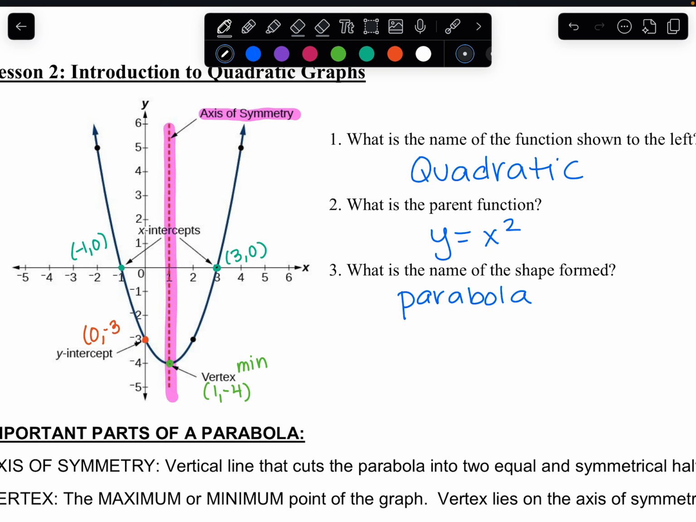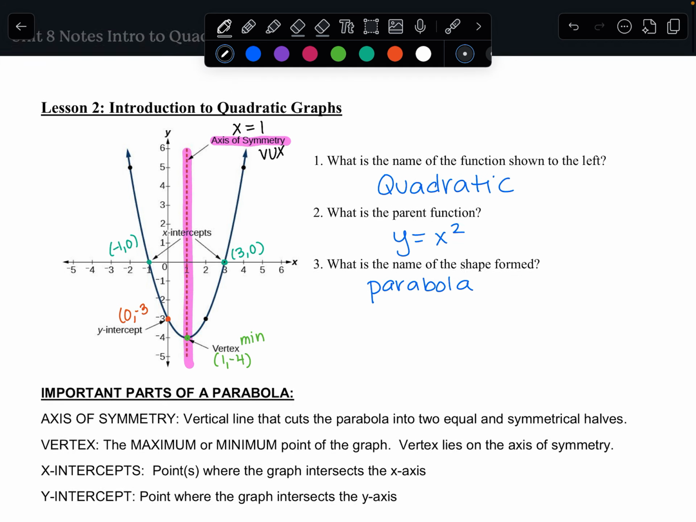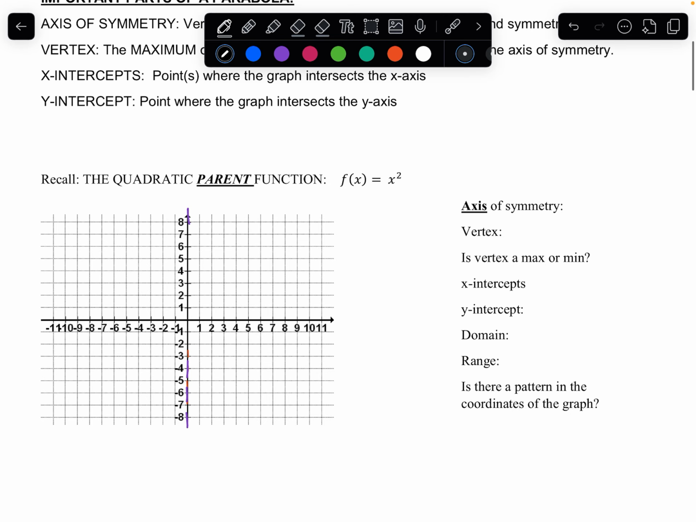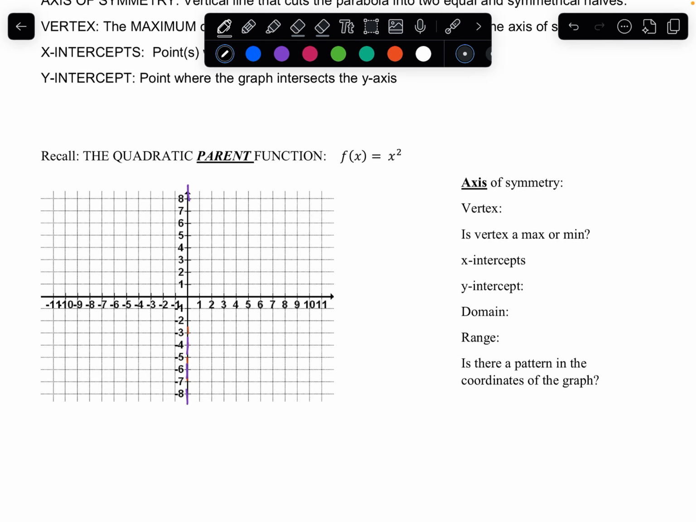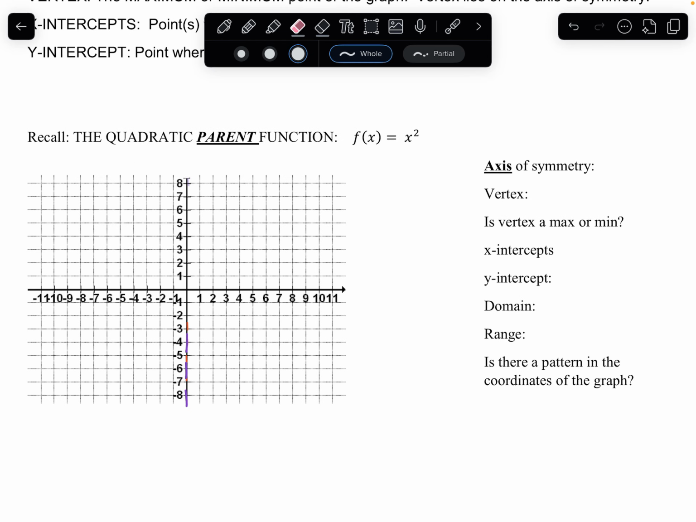Now, because it is a line, it has an equation. It's going to be x equals 1 for this problem. The reason it's an x equals is because it's a vertical, undefined x equals. It's a VUX. And so we're now going to take that information and what we saw in our previous lesson, and apply it to our parent function.